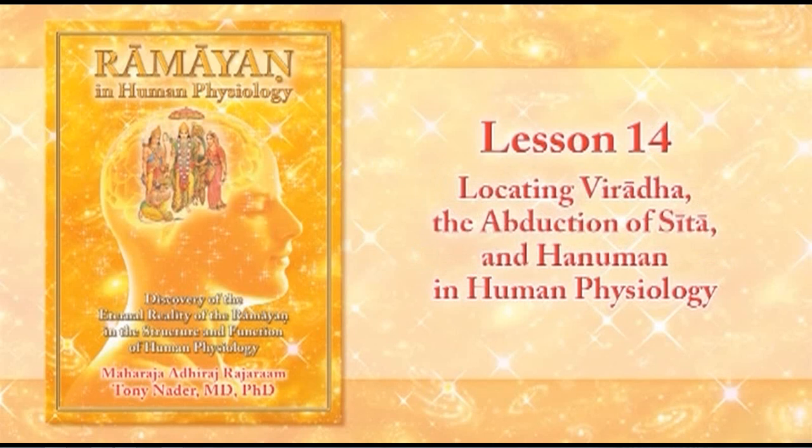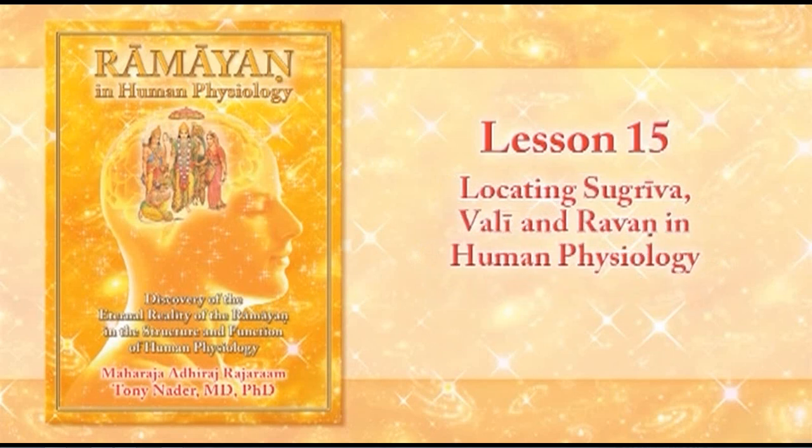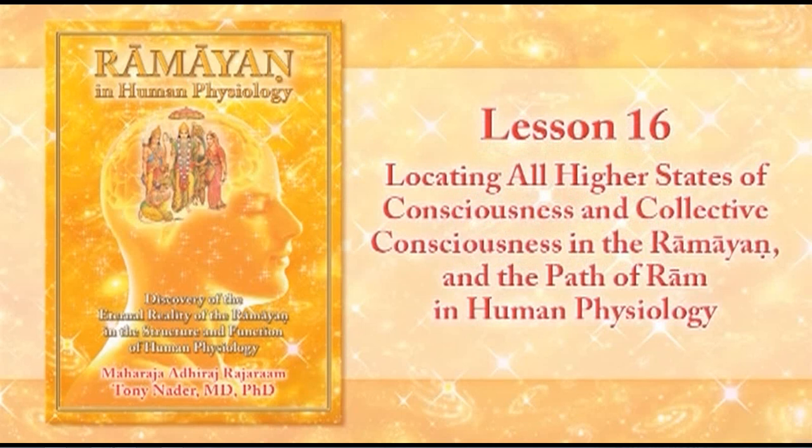Lesson 14, locating Virata, the abduction of Sita, and Hanuman in human physiology. Lesson 15, locating Sugriva, Vali, and Ravan in human physiology. Lesson 16, locating all higher states of consciousness and collective consciousness in the Ramayana, and the path of Ram in human physiology.